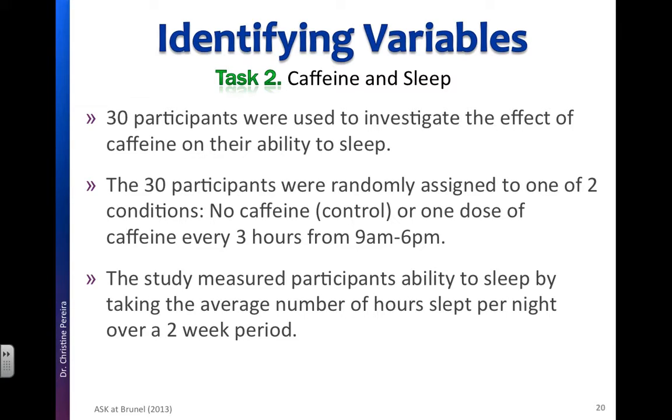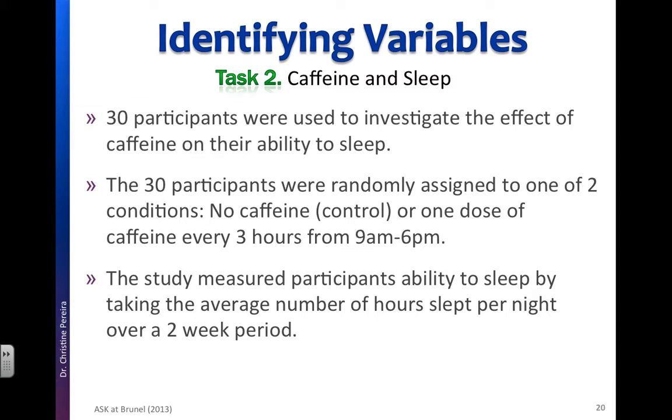And there was another group that was given a dose of caffeine for every 3 hours between 9 and 6 p.m. And then every participant had to measure their ability to sleep at night. And then we took the average over that 2-week period. Okay, I want you to take about 20 to 30 seconds. Just have a think. What are my 3 variables here?